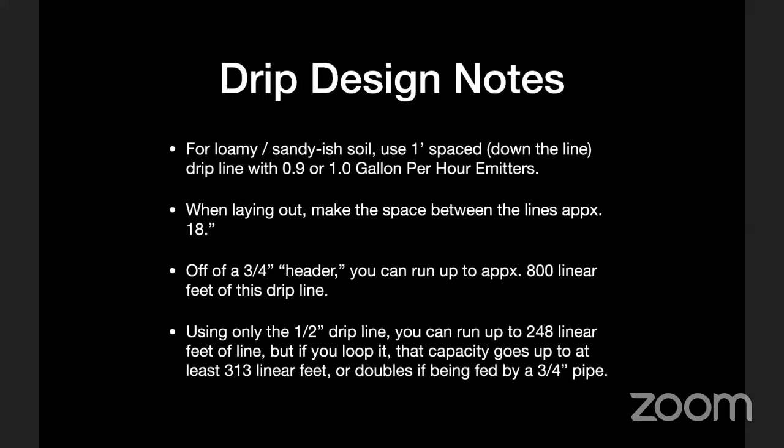And then for general notes, we already talked about this, but I put this on the slide because in our local area, this is what most people are dealing with. Loamy, sandy loam to sandiest soil, buying the product with 1 foot spaced down the line emitters with 0.9 or 1.0 gallon per hour emitters, when laying that out about 18 inches apart in general.